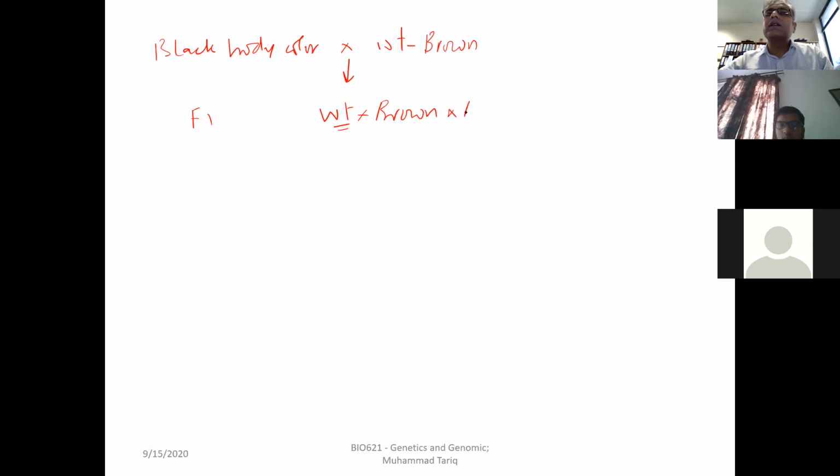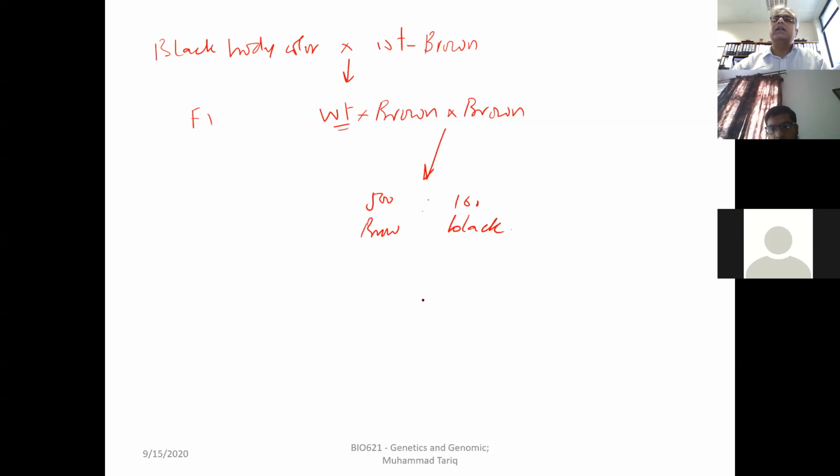When they crossed F1 brown with F1 brown, they found numbers, let's say 500 browns versus 160, XYZ, whatever numbers, as black. So what do you find here? What is black versus brown?